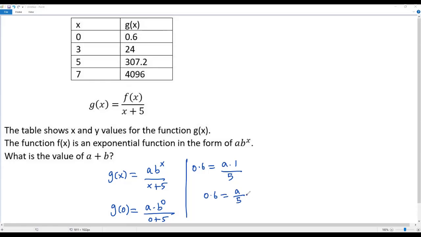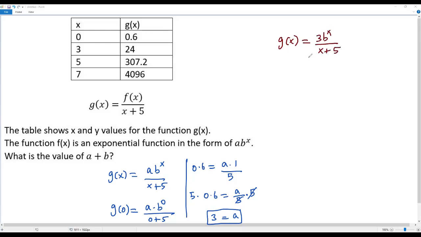Okay, to solve for a, I have to multiply both sides by 5. When I multiply both sides by 5, 5 times 0.6 will be 3, and this 5 will cancel. I'm getting a equals 3. Okay, now I got the value of a. Still I have to get the value of b, so that I'll be able to get the value of a plus b. First let me plug in the value of a into the function. For this a we plug in 3. Then the function g of x becomes 3 times b to the x power over x plus 5.